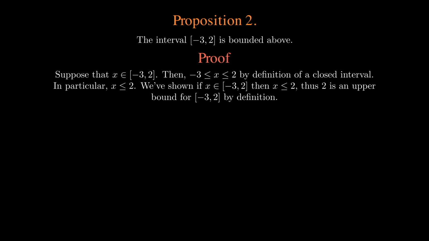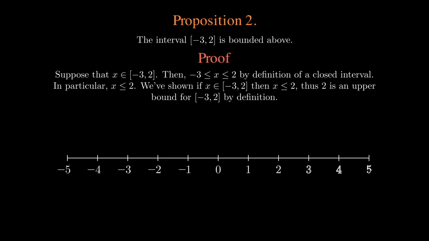Since we only care about showing the interval is bounded above, we look at the right side of the inequality, which states that x is less than or equal to 2, which, if we remember, is the exact condition for 2 to be an upper bound for the closed interval from -3 to 2. Since there exists an upper bound, the interval is bounded above. We can see this visually, that the interval is clearly bounded above by the values 2 and anything greater than 2.